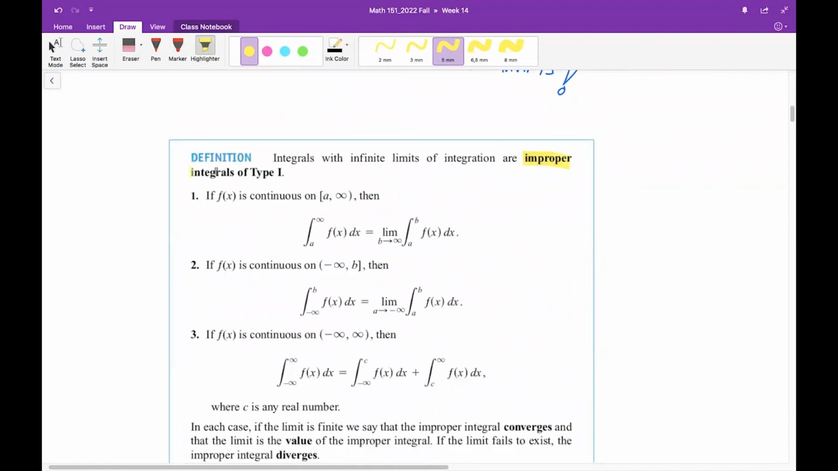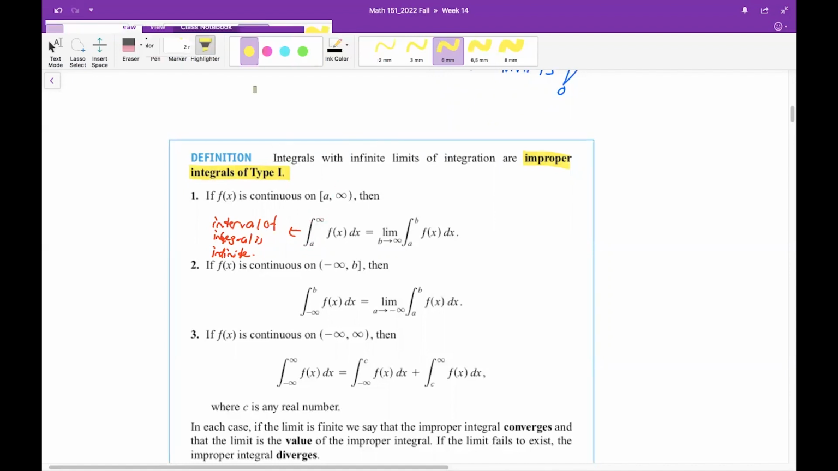Improper integrals of type 1. In this case, as we said, your interval of integration is infinite. This is the problem. That's why we call them improper. They are not usual definite integrals for us. So it can be of this form, from a finite real number a to infinity.